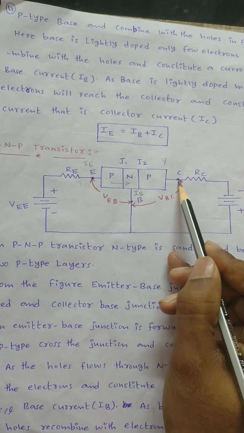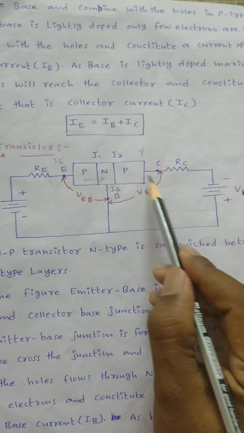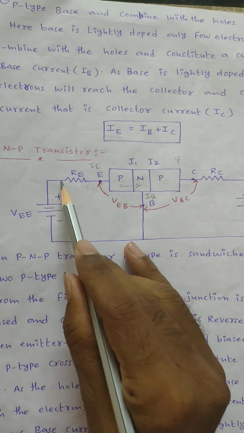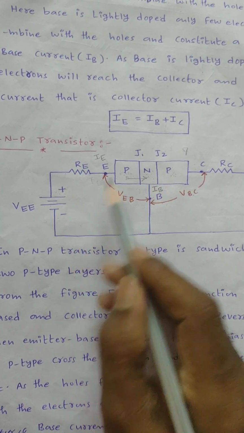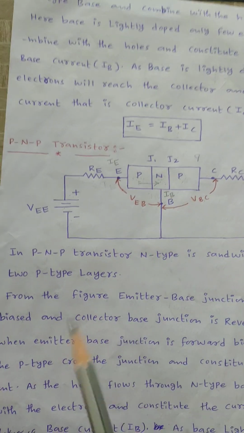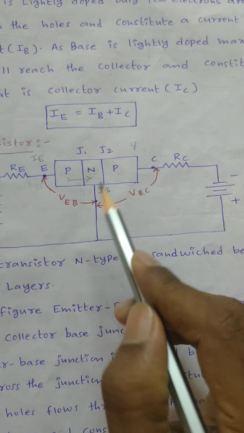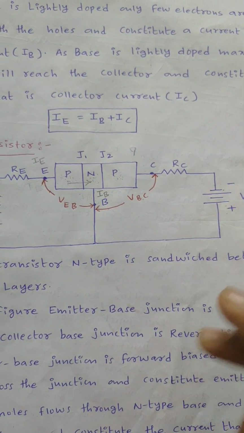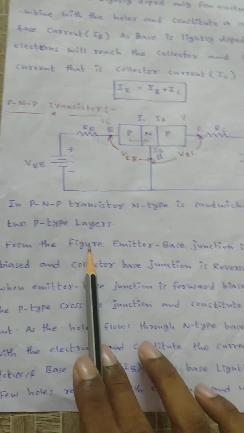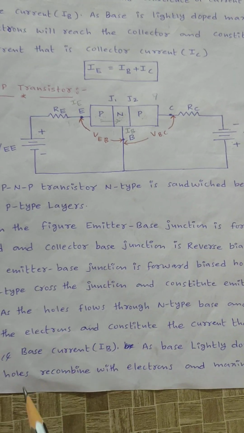Emitter, base, collector, right? Here the input junction, or emitter base junction, is in forward bias and the collector base junction should be in reverse bias. That is, see here, p-type material is connected to the positive terminal of the battery and n-type material is connected to the negative terminal of the battery. Then the emitter base junction is in forward bias, right? Here p-type material is connected to the negative terminal of the battery and n-type material is connected to the positive terminal of the battery. Then the collector base junction is in reverse bias, right? From the figure, the emitter base junction is forward biased and the collector base junction is reverse biased, right?